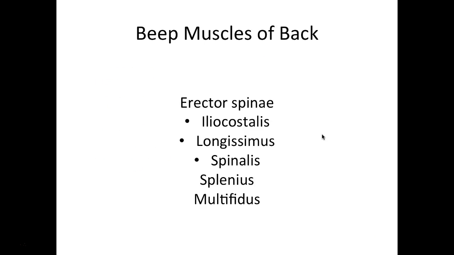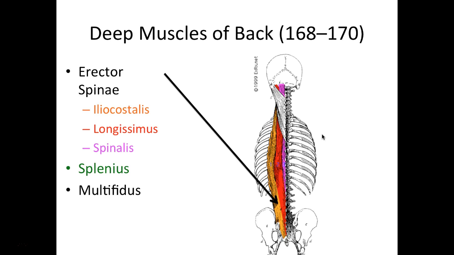Now we have our, that should say deep muscles of the back. Sorry about that. We have erector spinae, and on your lab list it for some reason got my lining wrong, but erector spinae is made up of three separate muscles. We have iliocostalis, longissimus, and spinalis, and then two other deep muscles are your splenius and your multifidus. So erector spinae is, like I said, made up of iliocostalis, longissimus, and spinalis.